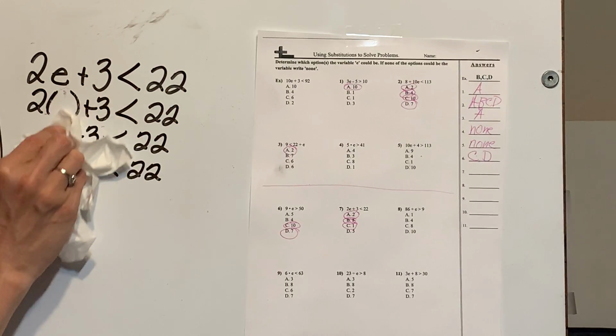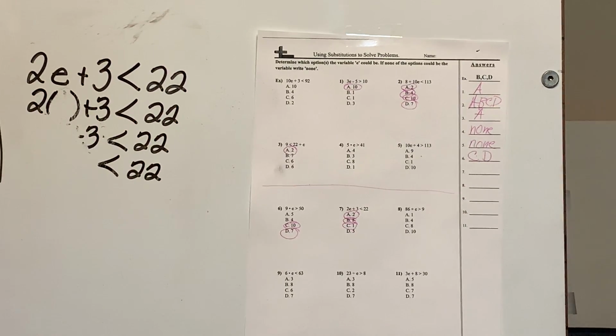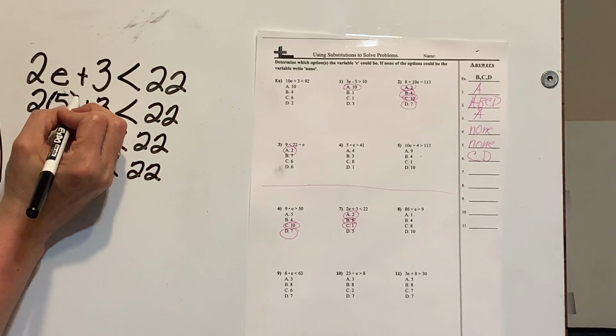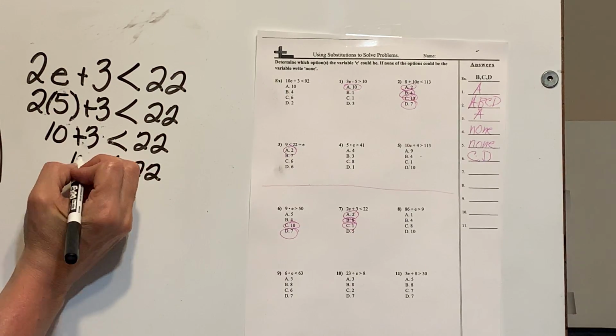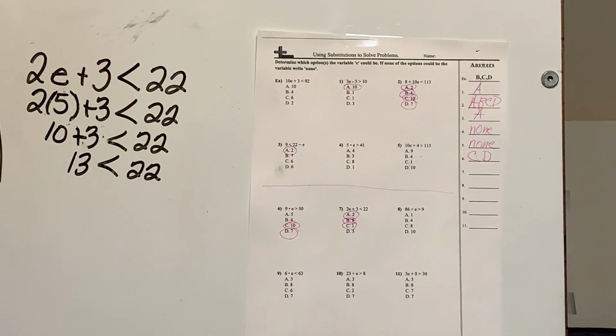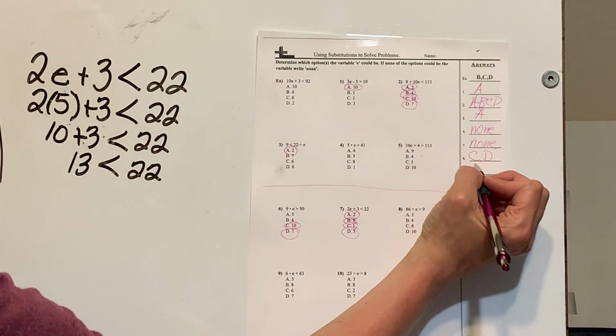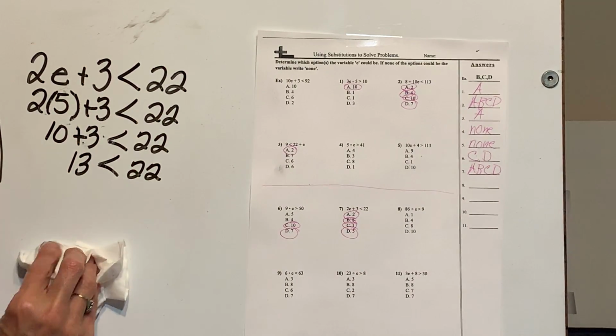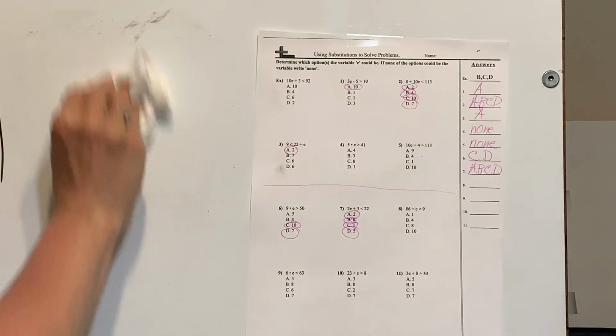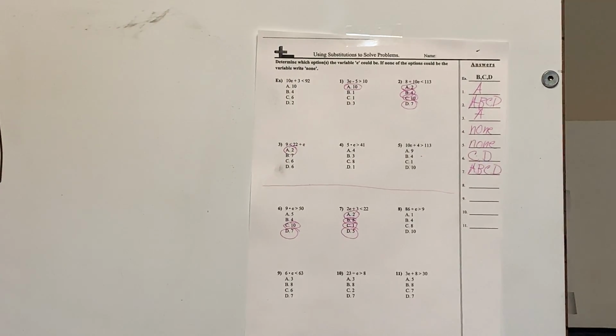I'm going to plug in the last number, which is 5. So we've got 5 to plug in for E. 2 times 5 is 10. 10 plus 3 is 13. 13 is less than 22. So all of them, A, B, C, and D, all make this a true statement. All right. Let's see, it's good we checked all of them. Hopefully you checked all of them. If you didn't check all of them and you just guessed that the last one wouldn't be right, you would have gotten that wrong. So you have to make sure that you go through and check every single one of them.